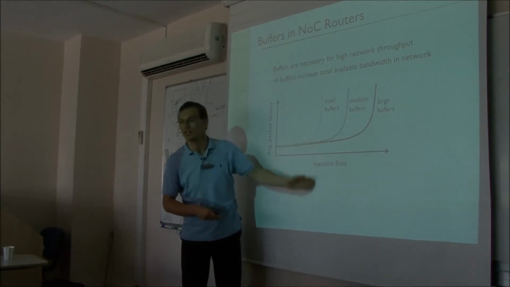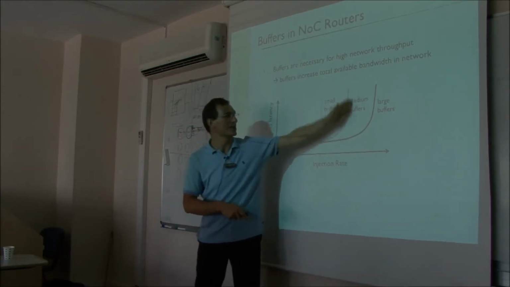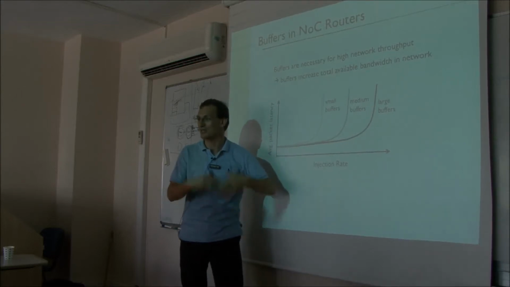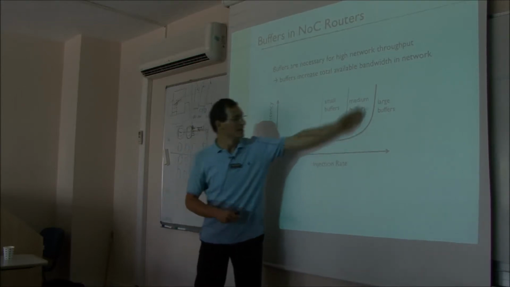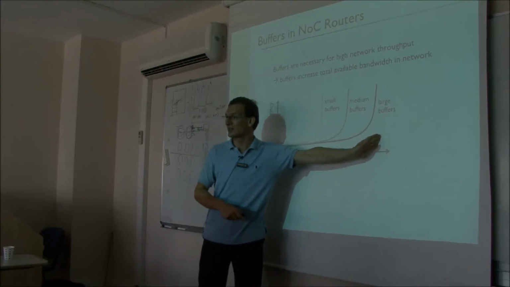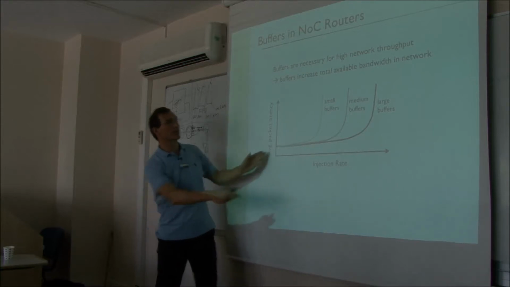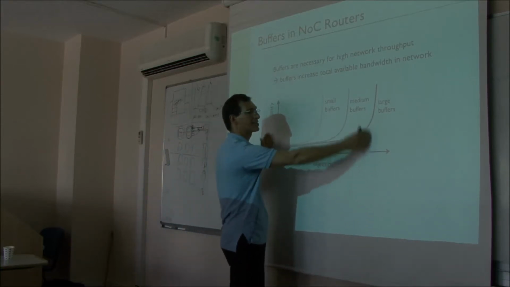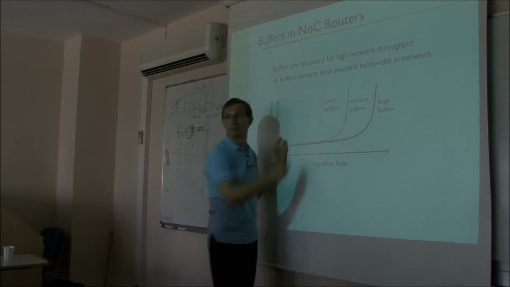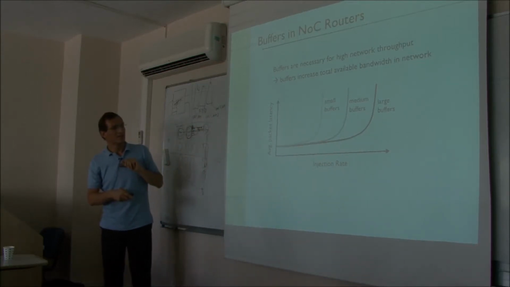And that's with small buffers. If you increase the size of your buffers, the network can support more injection because you keep pushing stuff into the network. And if you increase your buffers even more, you can support more injection. As a result, you can cover a broader range of network injection rates as you increase your buffering, right? While keeping the latency low. So this is the upside of buffers.